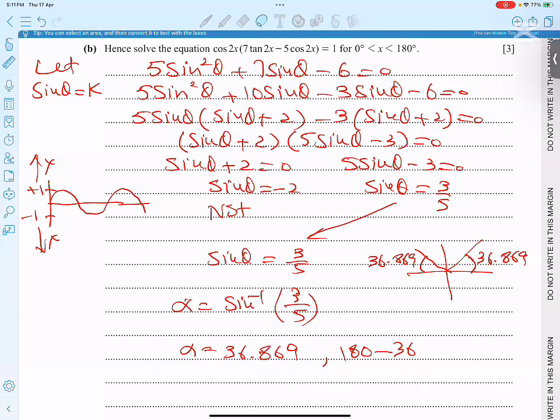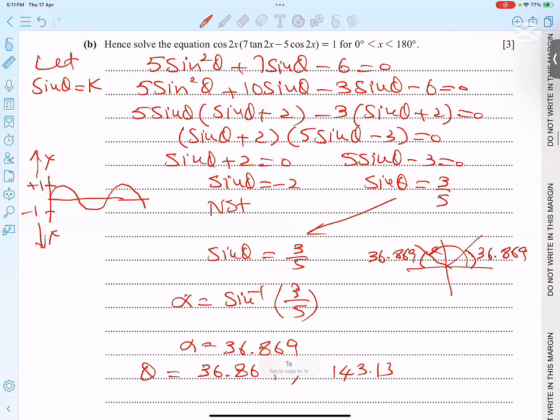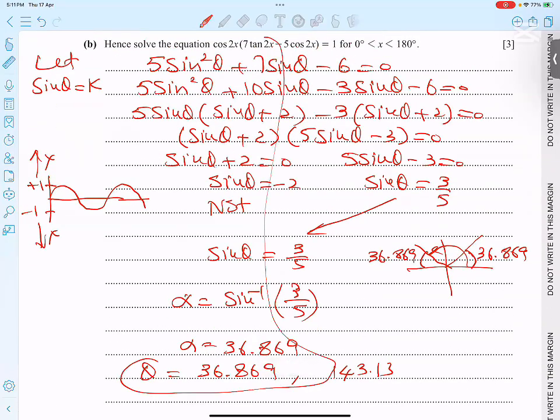Okay, this is a principal angle. I'm leaving it here. Now, students, what to do? I got two choices for theta. One is 36.869, and the second is 180 minus that, so if I subtract, I get 143.13. Now, students, I will replace this theta with 2x.